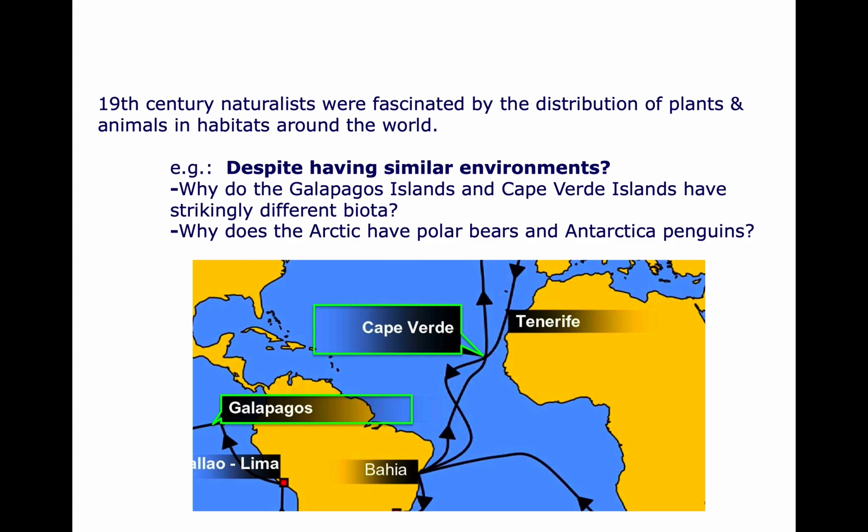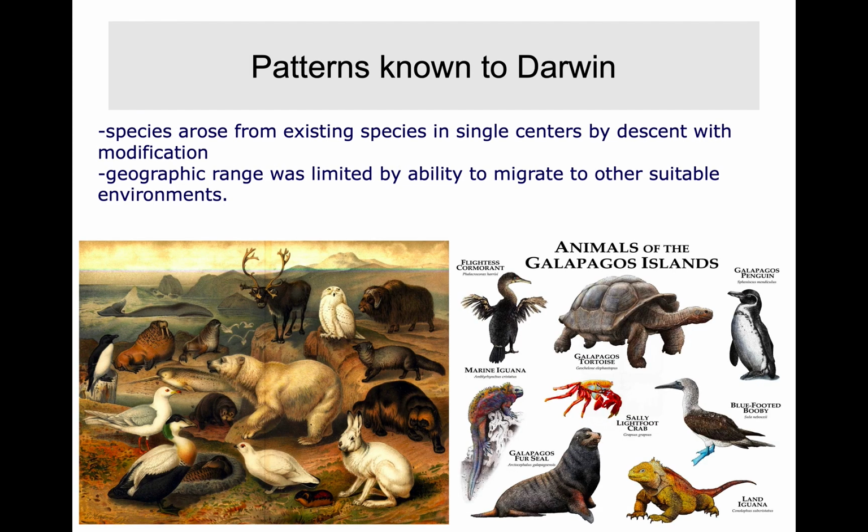And it's this idea of where organisms evolve, and they have to have a common ancestor as kind of that seed, right, to put them there. So there was this idea that species arose from existing species in single centers by descent with modification. And then again, to touch on what we talked about earlier, this geographic range was really limited by the ability of these animals to migrate to other suitable environments.